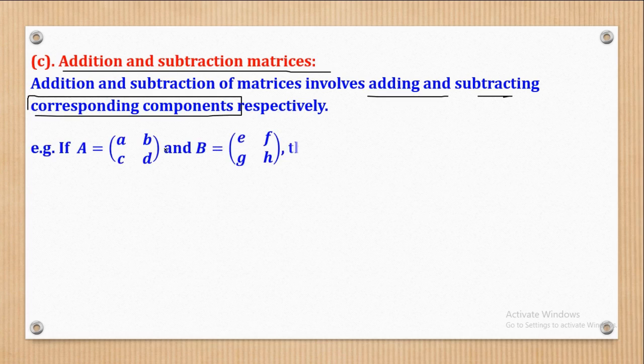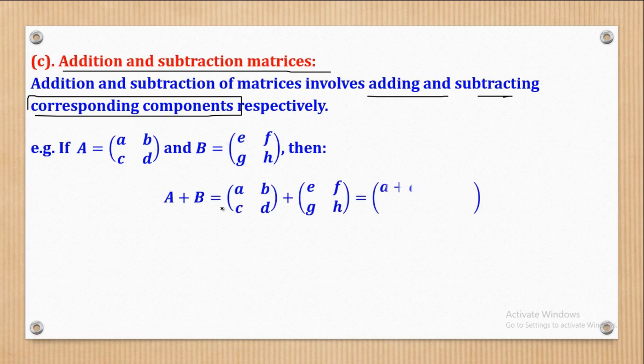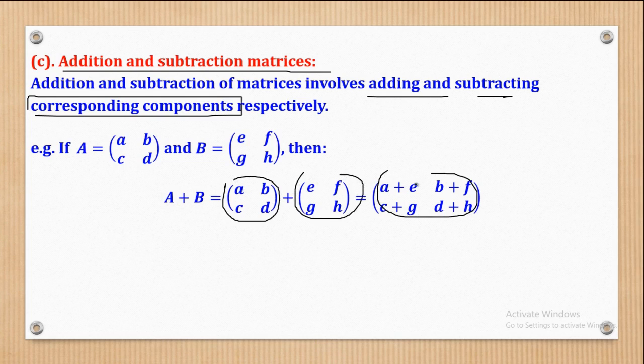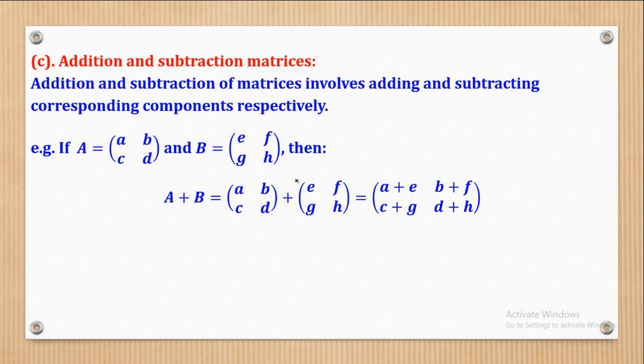For example, if I have matrix A which is A, B, C, D and matrix B which is E, F, G, H, it implies that A plus B will be equal to, this is now matrix A and this is now matrix B. Now when I add, I'll come up with this. So how does that come about? Let's see how it comes about.